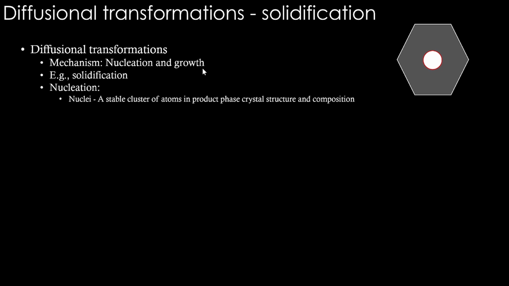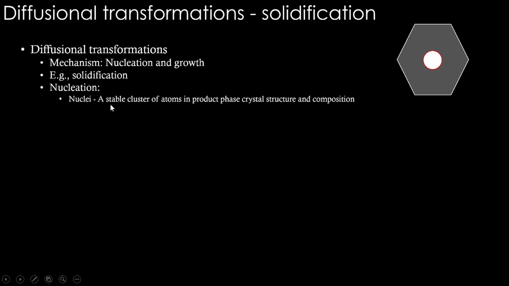Okay. So let us take solidification and understand this interfacial energy a little more. Let's say this is liquid, and inside that there is a solid forming, and the mechanism of transformation is nucleation and growth. Okay. In solidification, nucleation means this: a nucleus is a stable cluster of atoms in the product phase crystal structure and composition. Okay. So there is a product forming, the crystal structure and composition of the product phase is achieved here, and it's a stable cluster of atoms, we say, because there are possibly a few hundred atoms coming together.